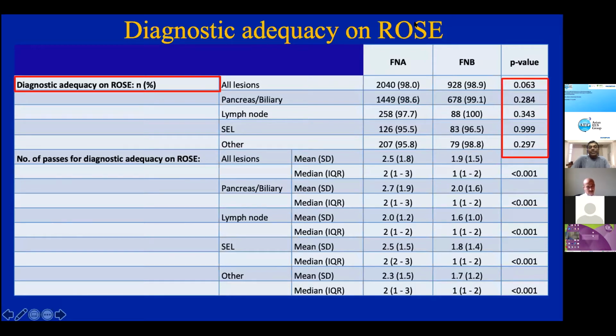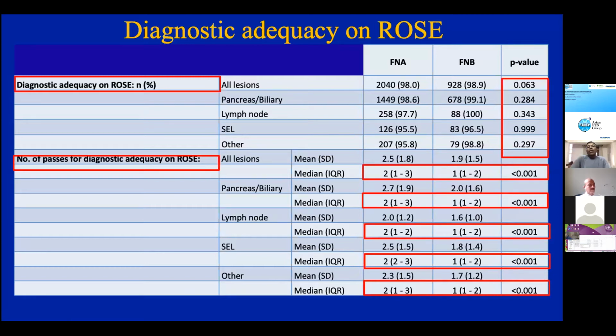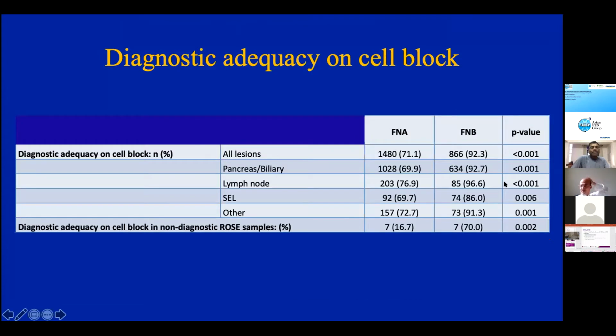So the diagnostic yield for ROSE is not significantly different between both needles, because if you have a pathologist in the room, it really doesn't matter. You're going to stop the procedure when you have a diagnosis. On the other hand, the number of passes is significantly less with the FNB needle. Usually with a single pass, you get more tissue, whether it is for a pancreatic or bile duct mass, lymph node, subepithelial mass, or any other lesion.